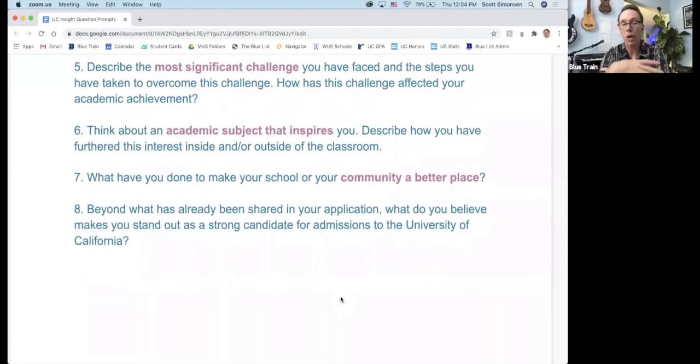The last actual prompt says, what have you done to make your school or community a better place? I will just go on the record and say, if you have anything to say, it's a good one because the UC's primary objective is to build a better California. That means take students who've worked hard in high school, have done community service well in high school, educate them very well, and then release them out into the state to hopefully be good people that will continue to give back. That is the UC's prime objective. So if we understand that, then this essay can be a good one to use.